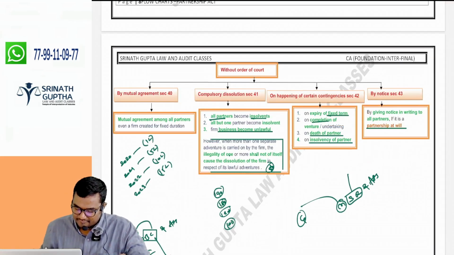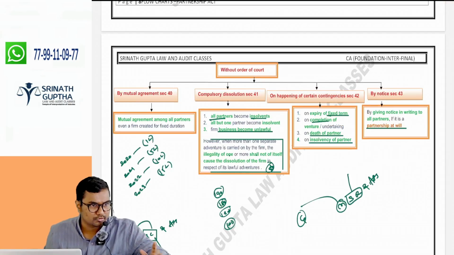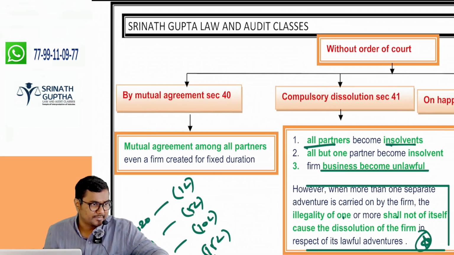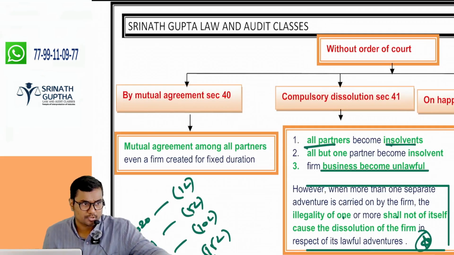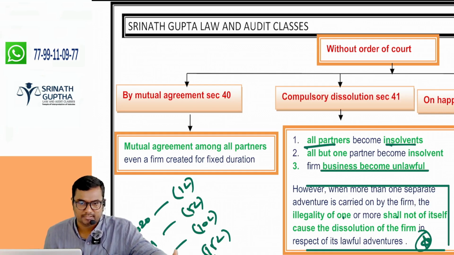First, without order of court of law, without court involvement, we can close the firm. The old firm will close, and no new firm will come into existence. First one, by mutual agreement. A firm is created by mutual agreement, and it can also be closed by mutual agreement. Four partners sitting together say, we cannot do this, let us close the shop from tomorrow.